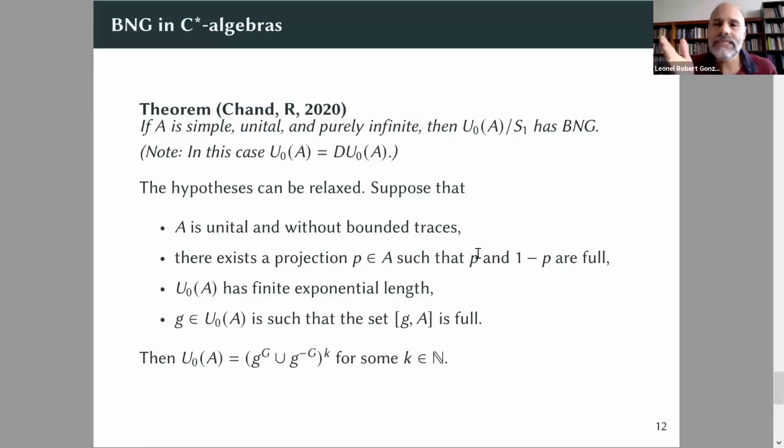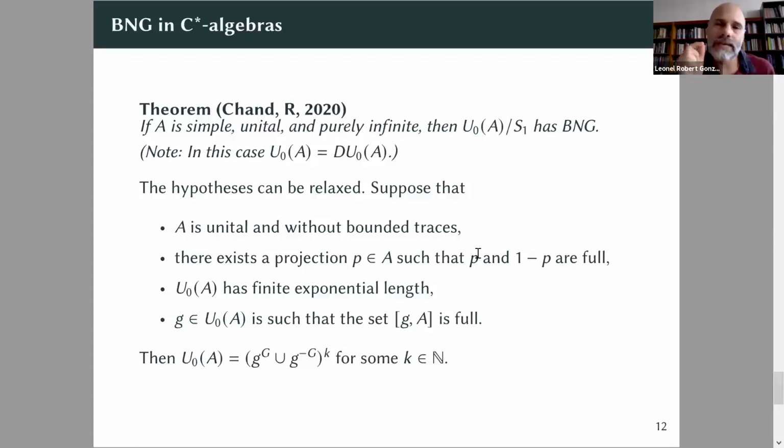Okay, and this is a technical condition one expects to be able to remove, but you may remember it from before. So then let's assume also that we have finite exponential length. In the case of a simple purely infinite C*-algebra, we have real rank 0. So we do have this finite exponential length. The finite exponential length is necessary for bounded normal generation. And if we are talking about the commutator subgroup, then what is necessary is finite commutator exponential length, so-called. So this is a necessary hypothesis.